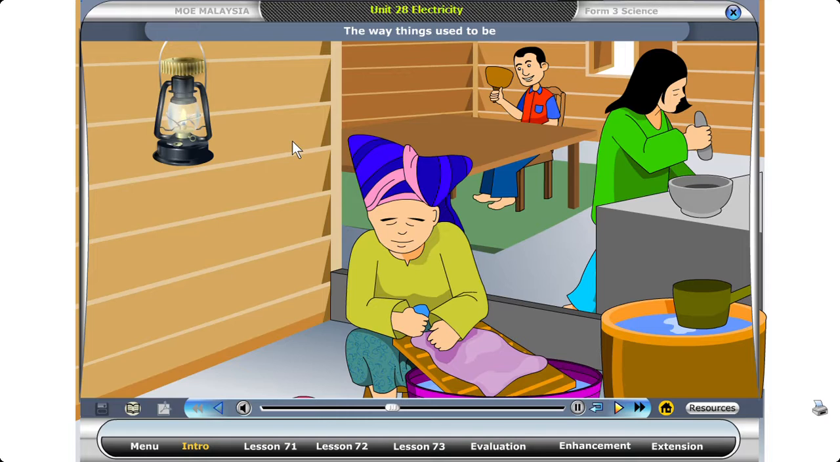Can these appliances work without electricity? This shows that electricity has made life easier.